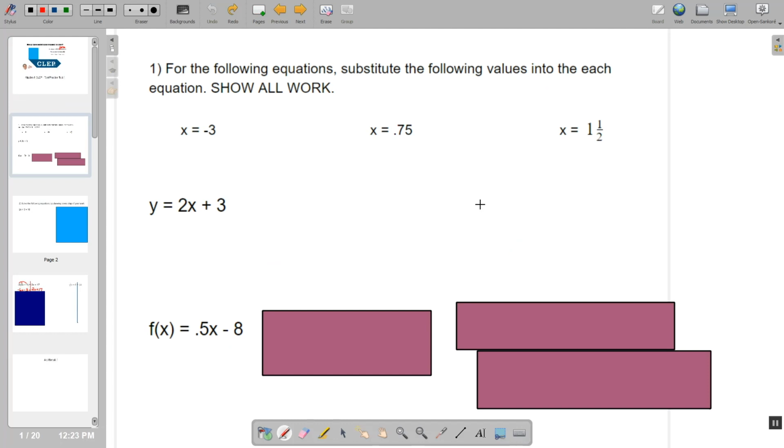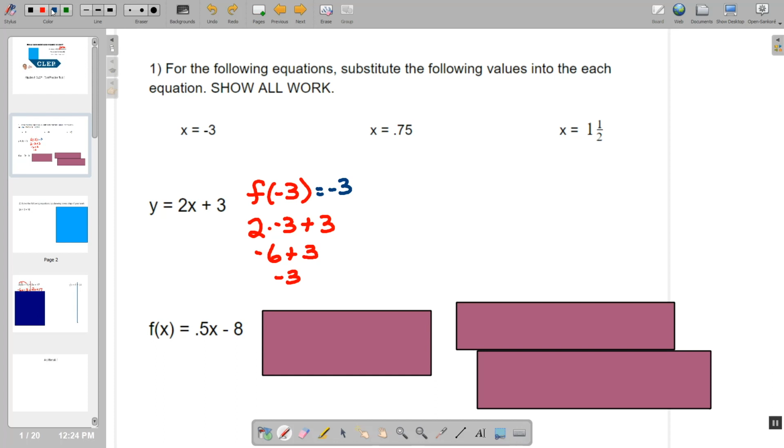For the following equation, substitute the following values into each equation and show all work. So what this is really, is a function. You're basically doing the function with the value of -3 in it. So in this case, the function with the value of -3 substitutes in here for x. So we get 2 times -3 plus 3, which gives us -6 plus 3, which is -3. A lot of times you will see people write this as the function with -3 is equal to -3.